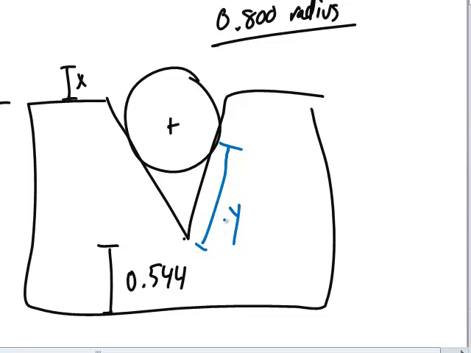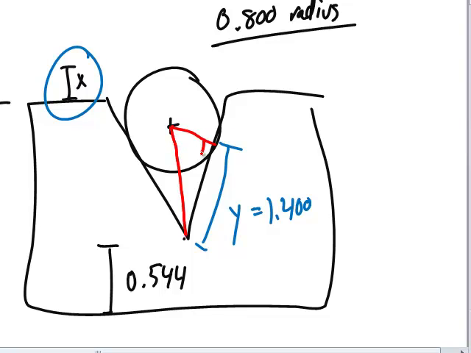Actually, no. In this one, we're given that y is 1.400, and we're trying to find x. Okay. So let's go with that. Remember, if we draw this in, that tangent there has to form a right angle to the radius at that point of tangency. So this has to be a right angle here.